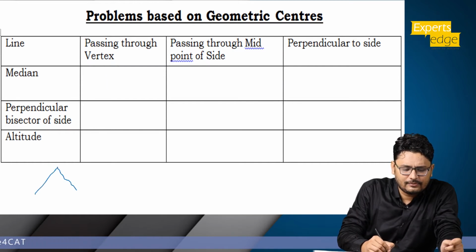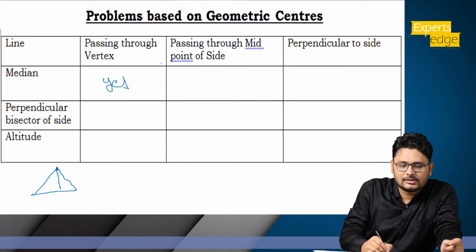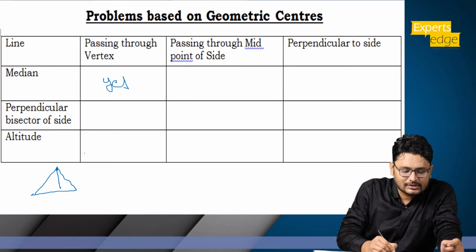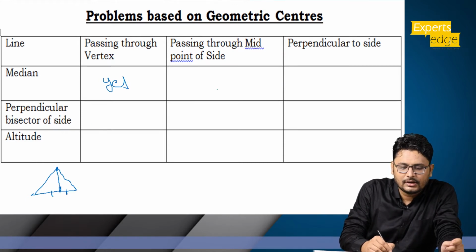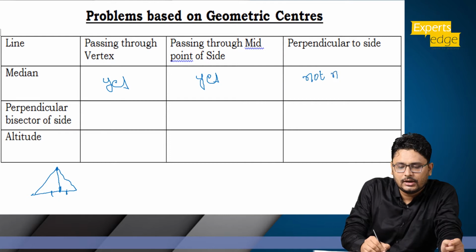If there is a triangle, does the median pass through the vertex? Yes. So the median passes through the vertex. Does it pass through the midpoint of the side? Yes, the median does pass through the midpoint. It divides the side equally into both parts, right? Is it perpendicular? Not necessary, right? It won't be in every triangle, it's not necessary.